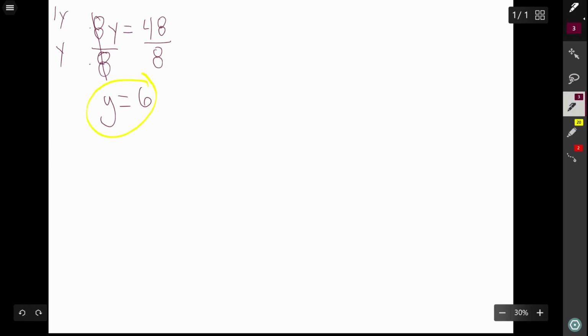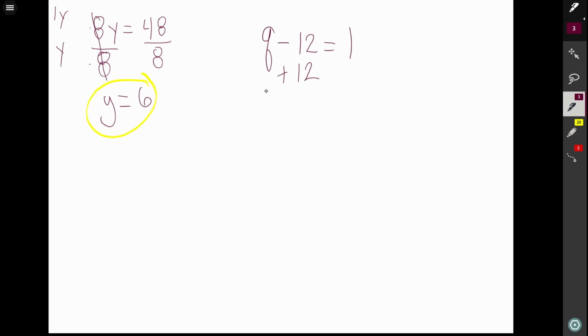Our next example is probably a little easier, is q minus 12 equals 1. Again, you're going to hear it a lot. What is the inverse operation of subtraction? Yes, it is addition. So what we do to one side, now what we're trying to do here is make this 0. And is 12 subtracting 12? Yes, that is a 0.